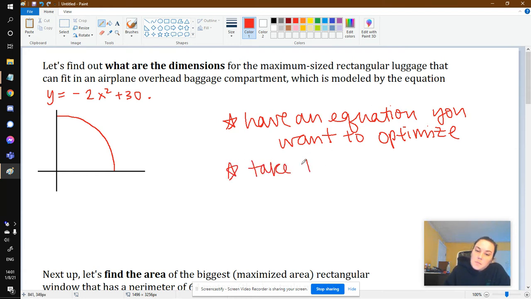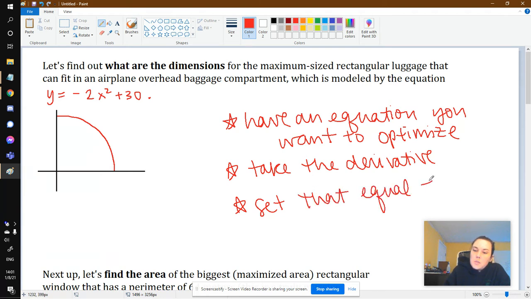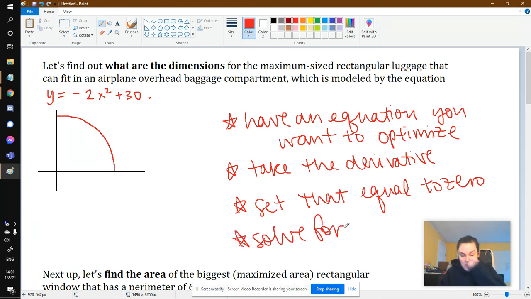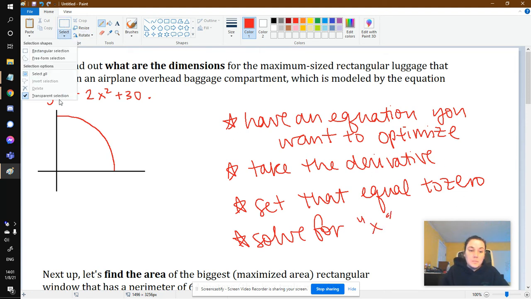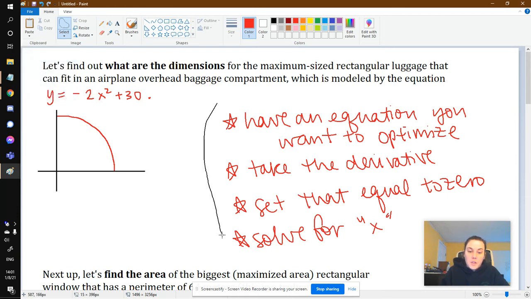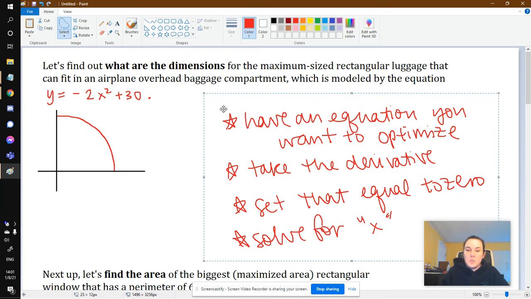Take its derivative to get the slope equation, right? Set that equal to 0 and solve for what you're solving for, right? Solve for x or whatever the variable is. And that tells you the x values of the critical points. And then you got to check your thing, like, do you want the actual x value? Do you want the y value?